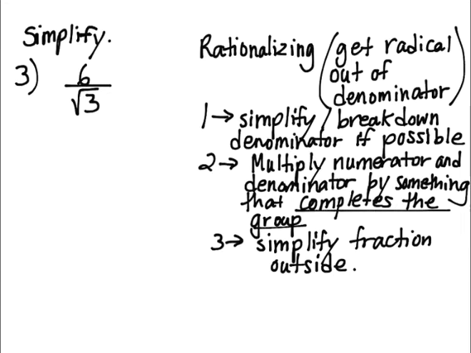First thing you're going to want to do is simplify or break down the denominator if possible. In this first example we're going to do, that's something we don't need to do because 3 is already as simple as it can get.